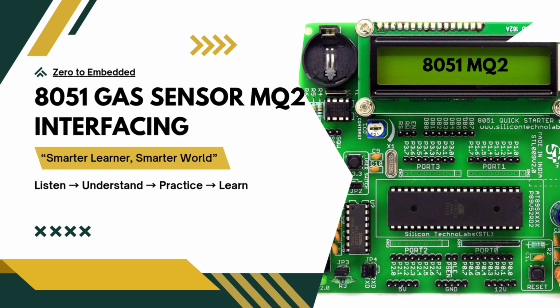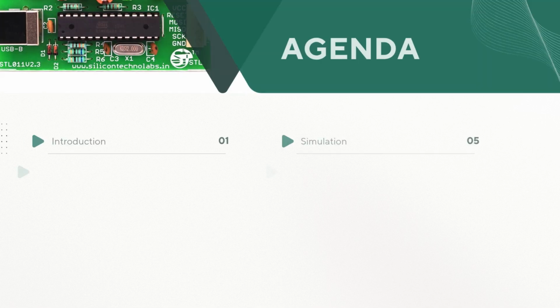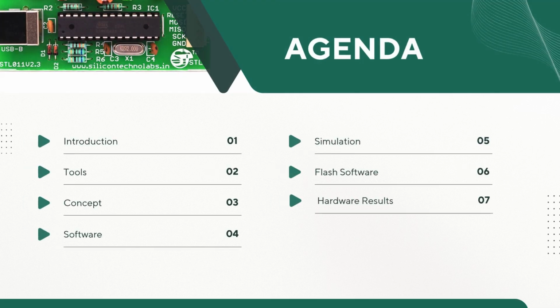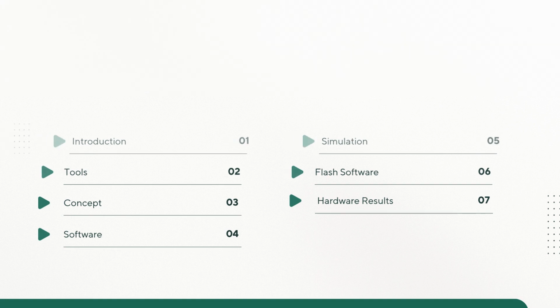Smarter learner, smarter world. Topic: Gas or smoke sensor MQ2 interfacing with 8051 microcontroller. Let's get started. Agenda: Chapter 1, Introduction; Chapter 2, Tools; Chapter 3, Concept; Chapter 4, Software; Chapter 5, Simulation; Chapter 6, Flash software; Chapter 7, Hardware results.